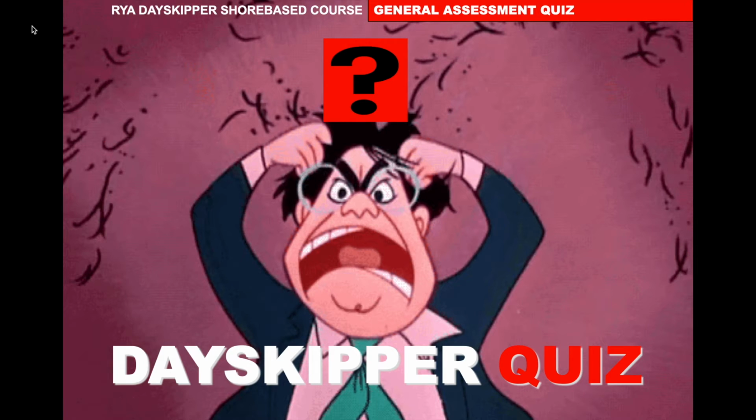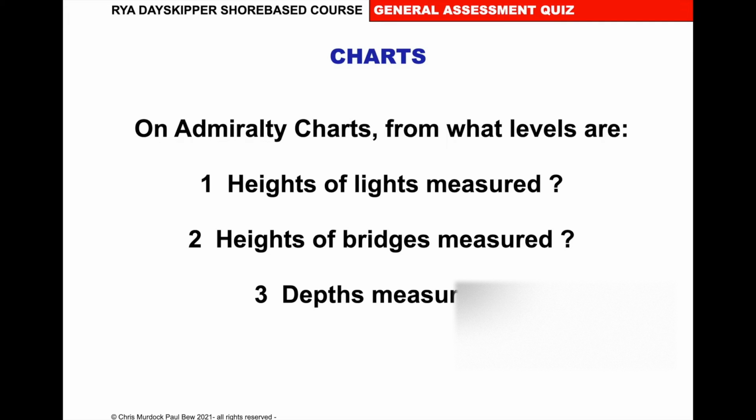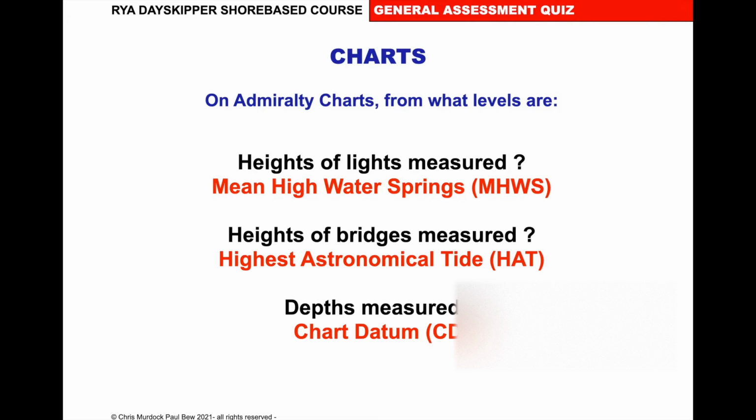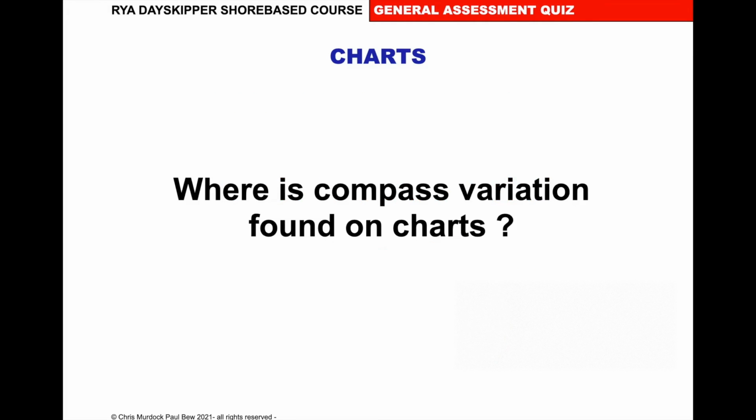So here we go. Day Skipper quiz. Question 1. On Admiralty charts, from what levels are the heights of lights, heights of bridges, and depths measured? The heights of lights and heights of bridges will be from a different level. Heights of lights are measured from mean high water springs. The heights of bridges are measured from the highest astronomical tide. And depths are measured from chart datum.